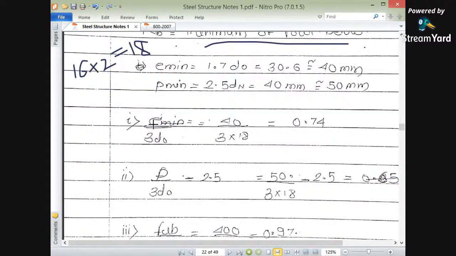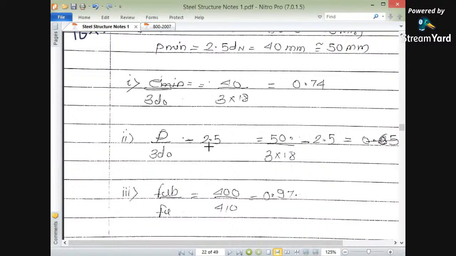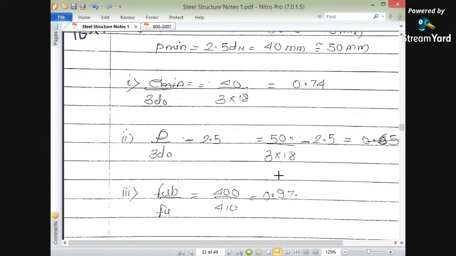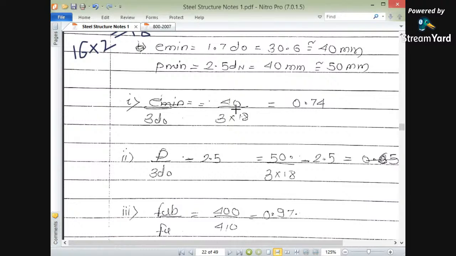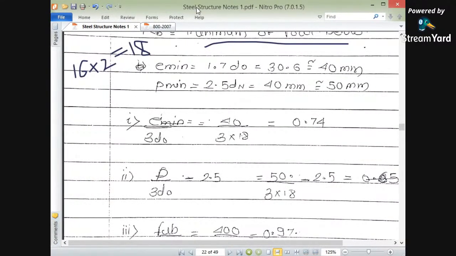So what is the formula for this? Kb is the minimum of the 4 values. The first value is e minimum by 3d0, the second value is pitch by 3d0 minus 0.25, the third value is fub upon fu, and the fourth value is 1. Out of these we have to take the minimum value. E minimum we have taken as 40 already, after calculations. d0 is the hole diameter, and I have calculated the diameter of bolt as 16.